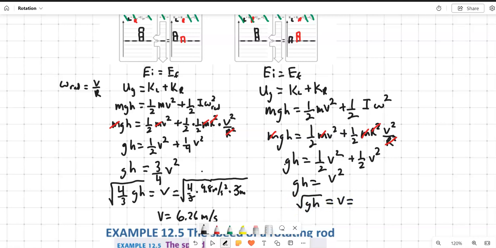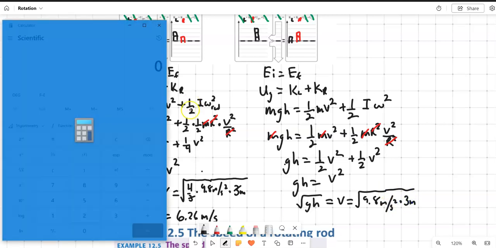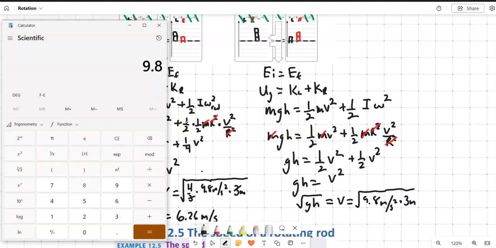And so this is going to be square root of 9.8 meters per second squared times the height, which is 3 meters. So that's going to work out to be 9.8 times 3. And then we're going to square root that. Whoa, I squared it. I meant to square root it. So let's square root it, and that's going to be 5.42 meters per second.